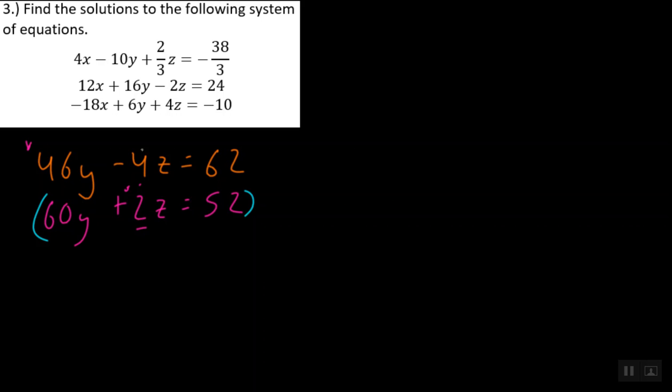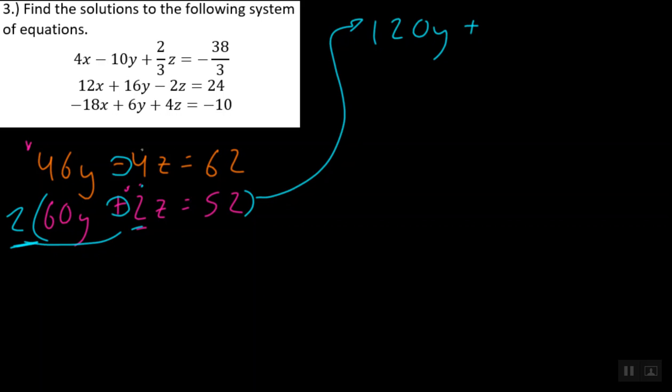Okay, we know that this is positive, we know this is negative, so we don't need to change the signs. And we know that 2 times some number gets us to 4. Well, that's 2 times 2. So here's what we'll do. I will rewrite this up here so we have plenty of room to work. And I know that 2 times 60y is 120y. I know that 2 times 2z is positive 4z. And I know that 2 times 52 is equal to 104.